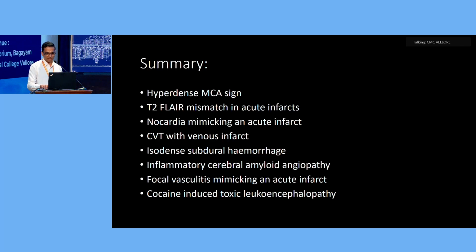So what I have done is I have shown you some very classical cases like hyperdense MCA sign due to FLAIR mismatch, and I have shown you some atypical imaging findings which are a little difficult to identify in the initial go, but with collaboration between radiology and the clinical departments and better past history, we can come to a diagnosis.